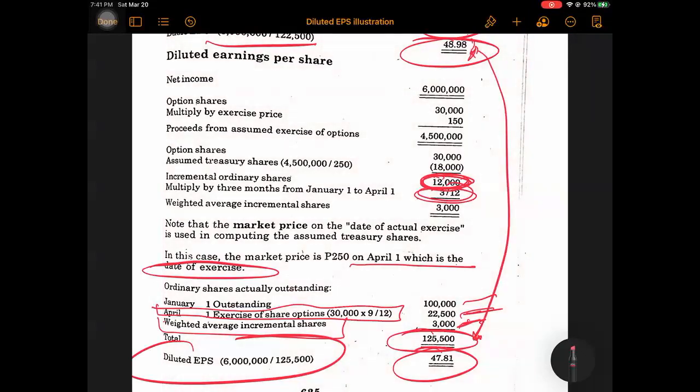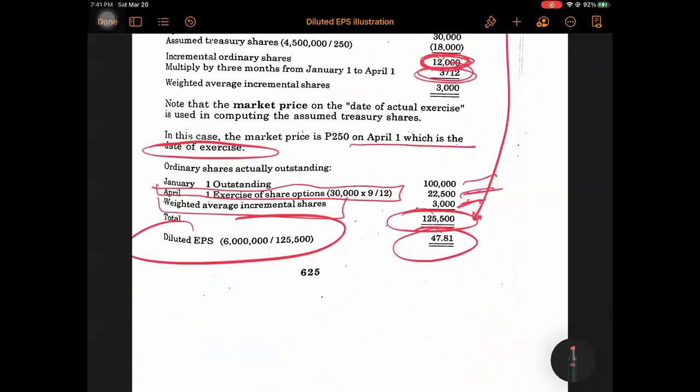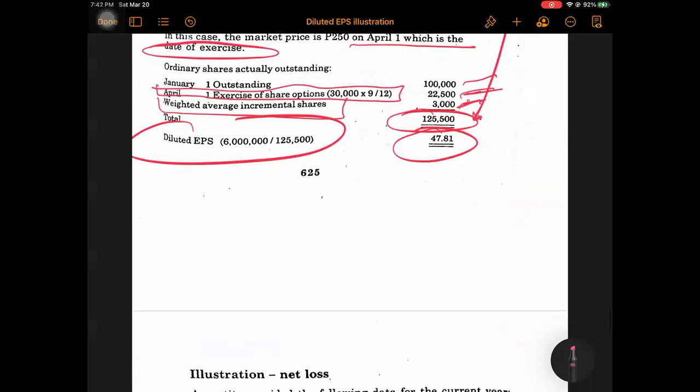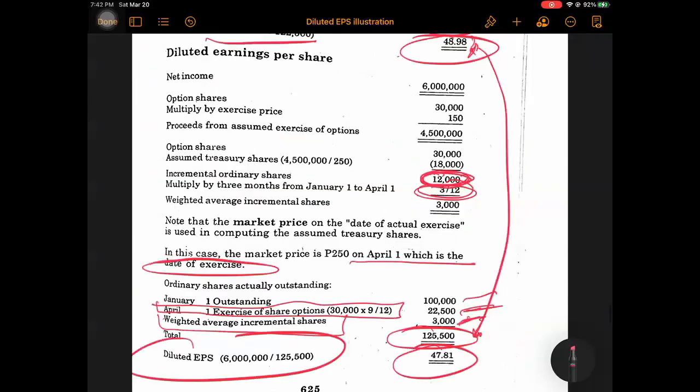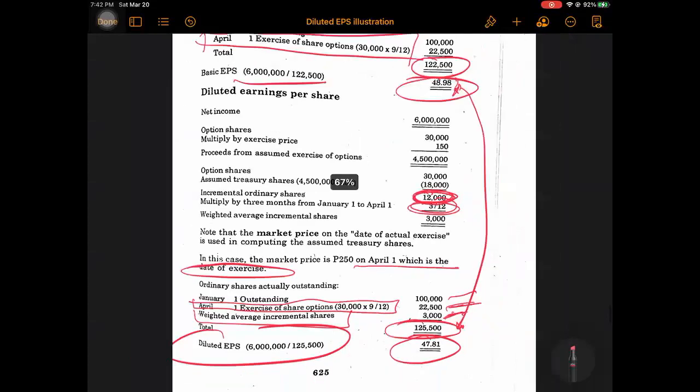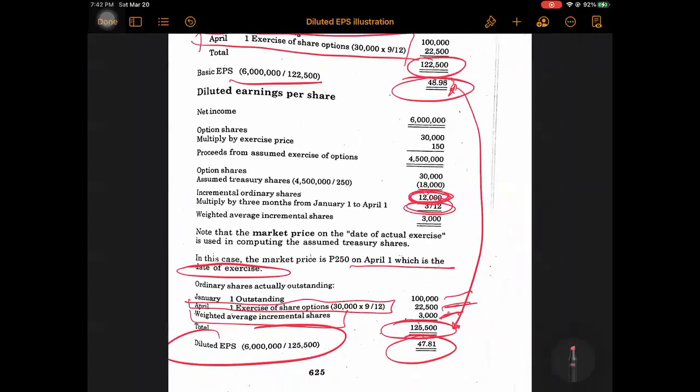Any questions? I think that's the last illustration for options and warrants. Any questions so far for options and warrants? So just watch out for when it was issued. Sir, not January.